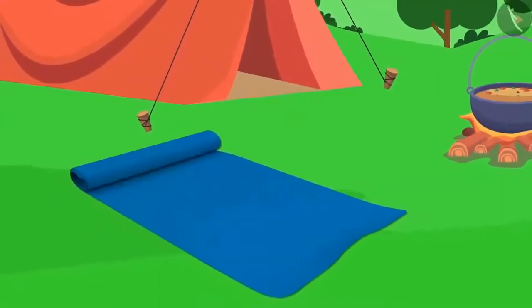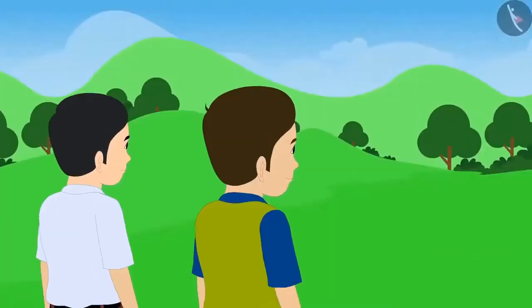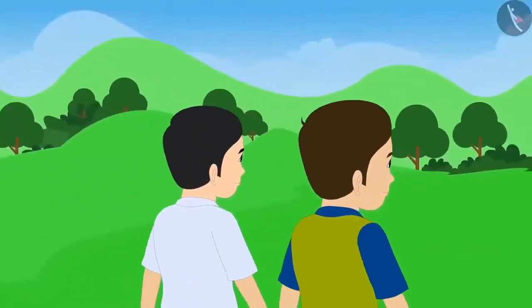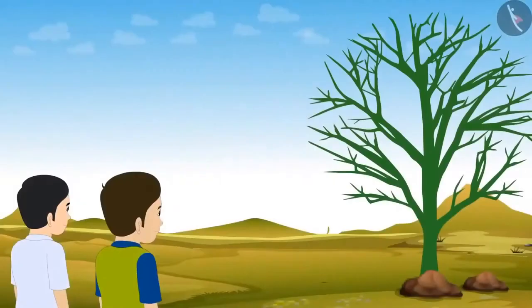Children, do you see angles in this mat? Yes, Dholu, and they are right angles. After having breakfast, Dholu and Bholu go for a walk. Dholu, angles are so important. Angles are everywhere. The nature also forms several angles.